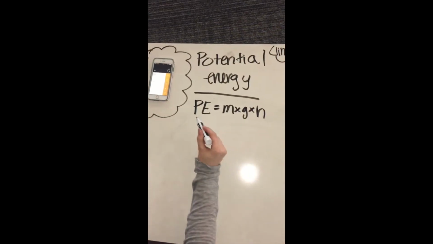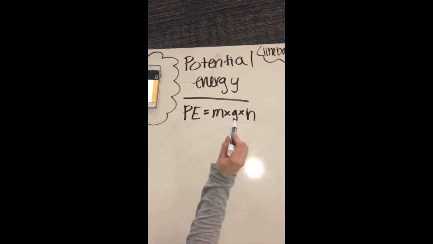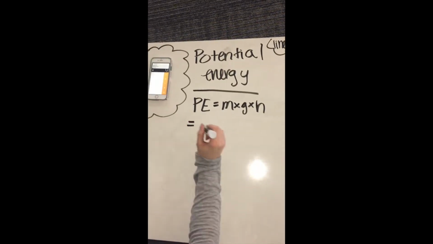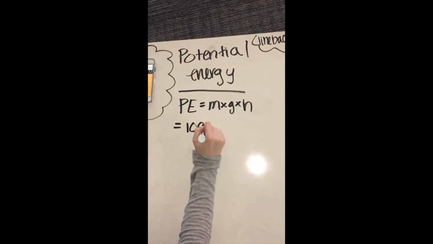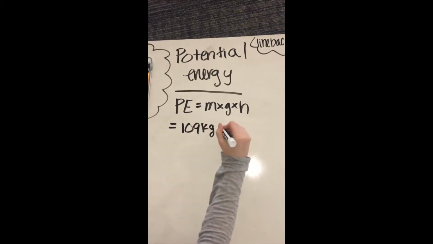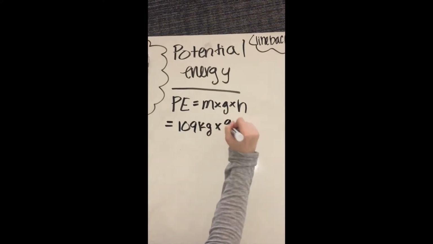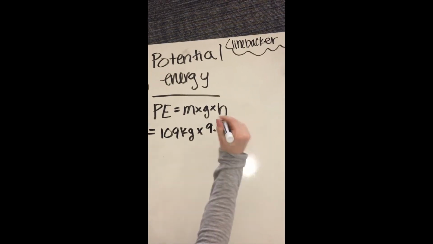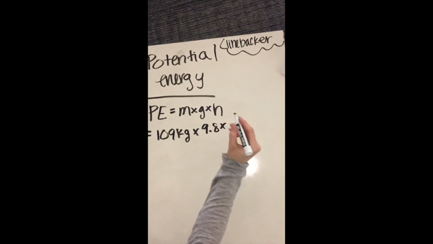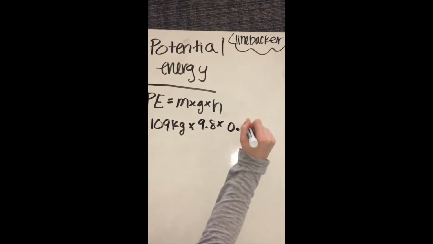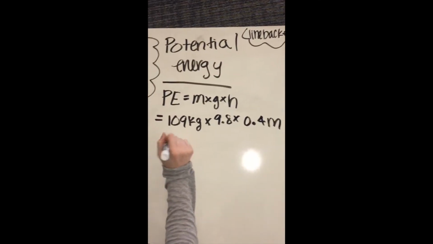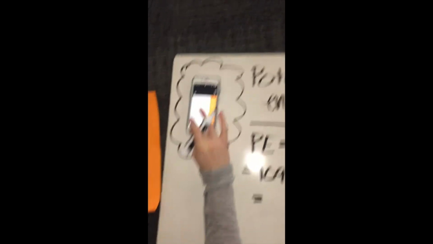Today we're going to be calculating the potential energy of the linebacker. So our equation is potential energy equals mass times gravity times height. So we're going to take the mass of the linebacker, which is 109 kilograms, and multiply that by gravity, which is always 9.8. Then we're going to multiply all of this by the height at which he jumped, which is 0.4 meters. So now we're going to plug this into our calculator.